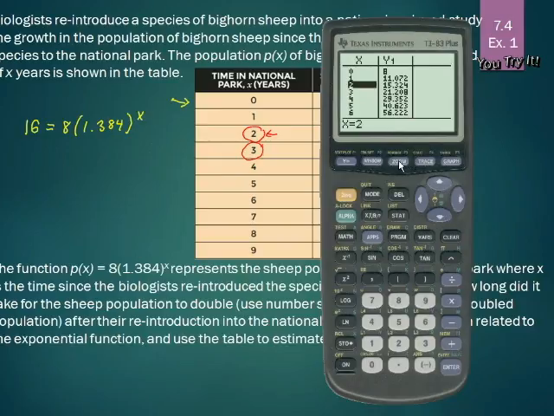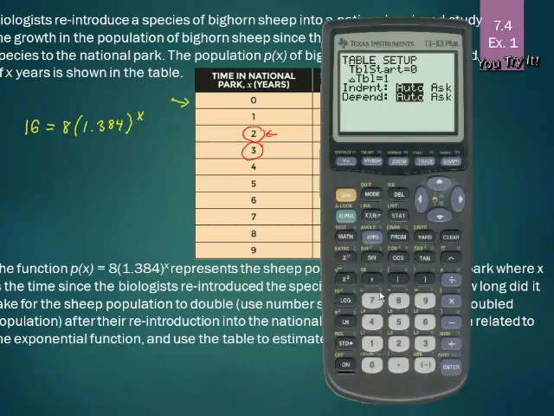But if we go to table set, which is second window, then we can make our table start, since we know it's going to be greater than 2, at 2. And then you can make it go up by hundredths or as small as you want. Let's make it go up by hundredths so that we can get a better idea of what the decimal will be. If we put the delta table, or how much it changes, as 0.01, then we'll get a more exact answer. So now go to second graph to get our table.